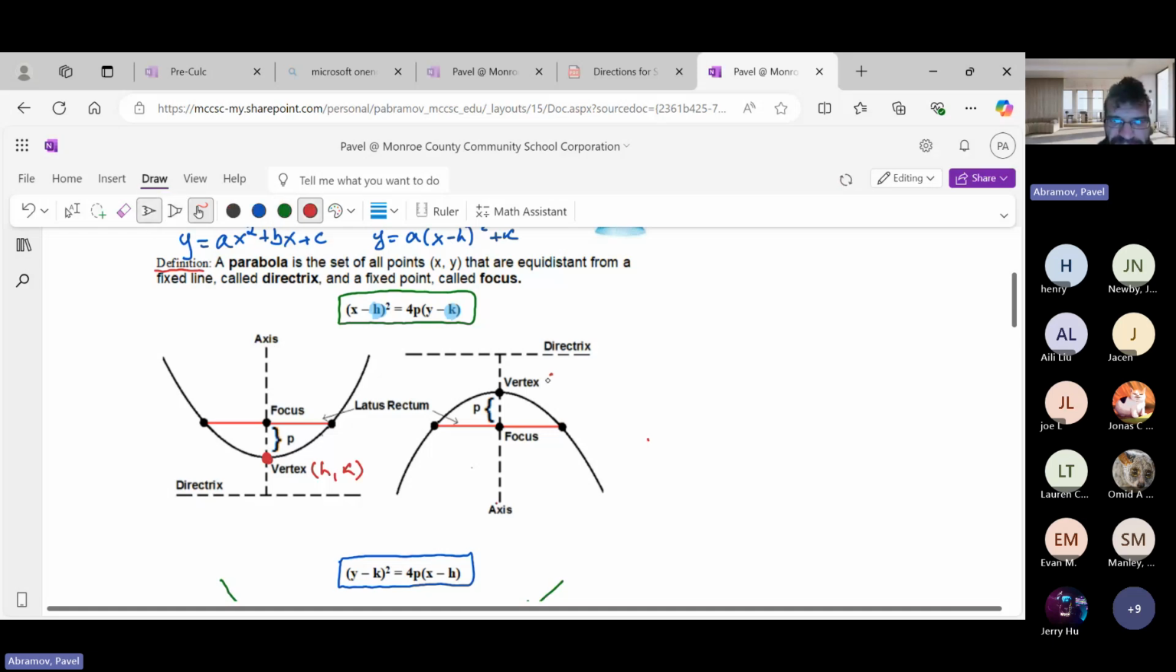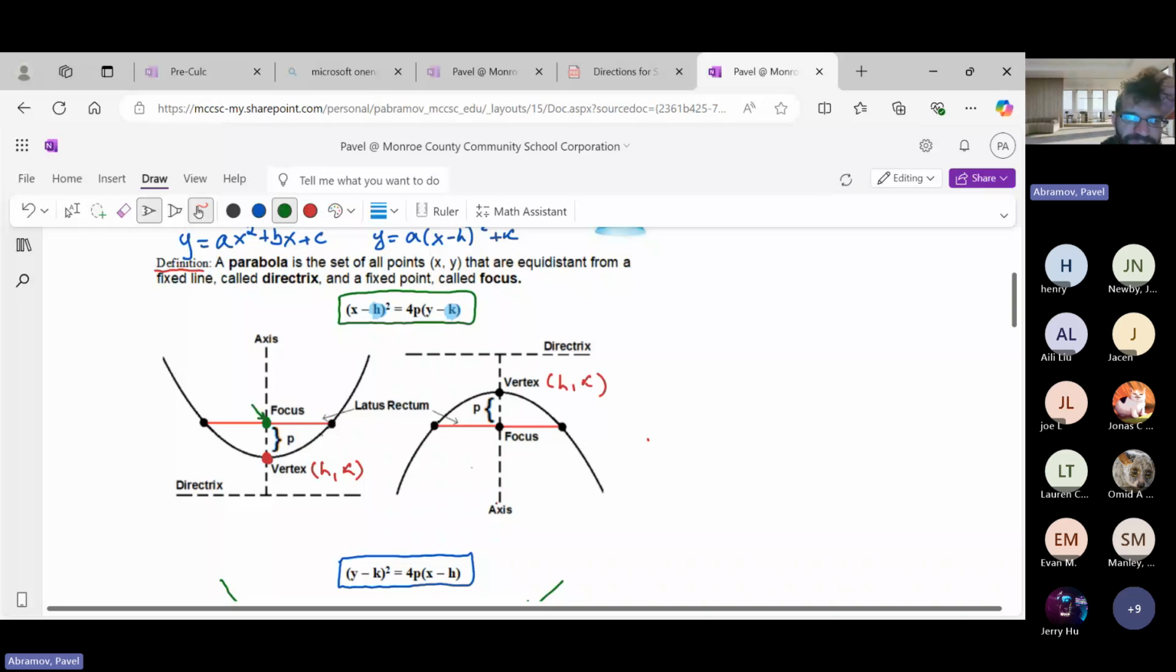And of course, it doesn't matter which way it turns, it's still your coordinates h and k. H is the x coordinate, k is the y coordinate. But then we also have other parts of the parabola that we haven't seen before, such as the focus. So we have this focus right here.